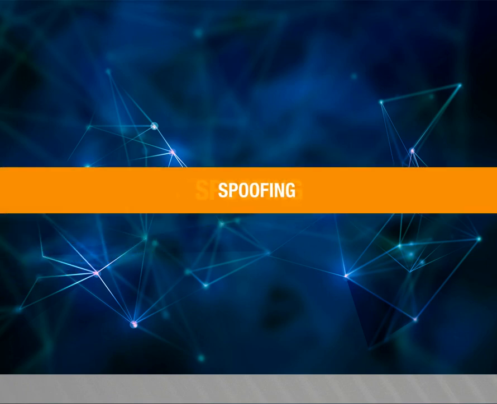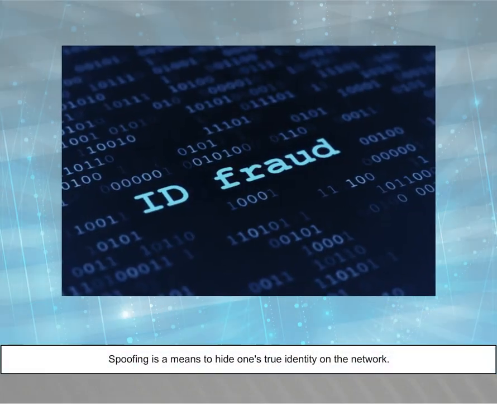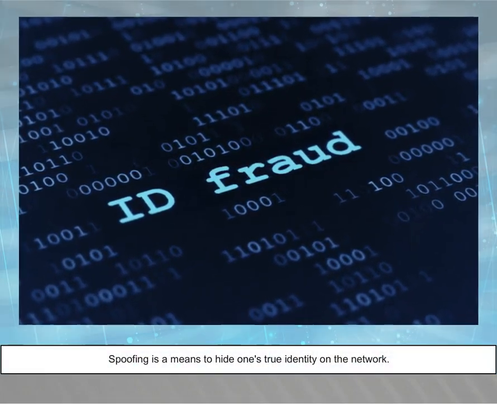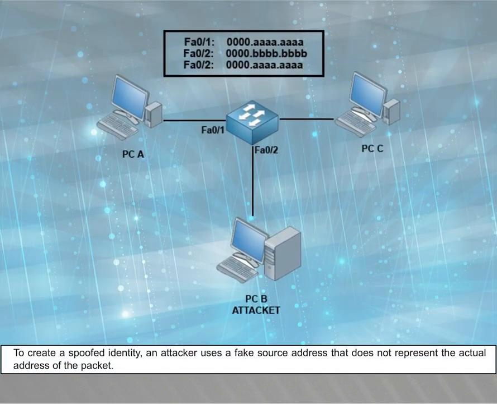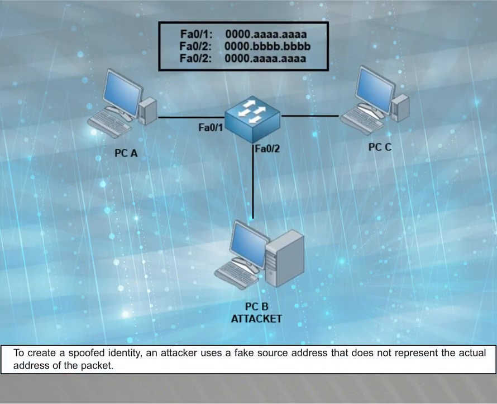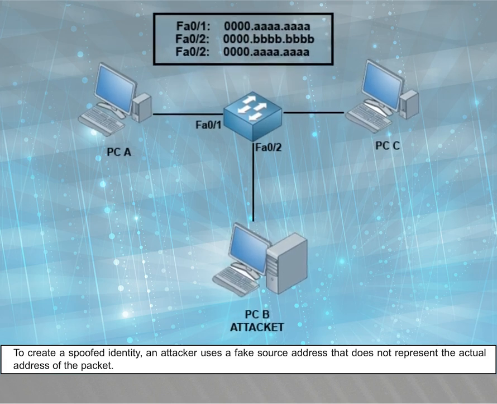Spoofing. In this video, we are going to see about spoofing. Spoofing is a means to hide one's true identity on the network. To create a spoofed identity, an attacker uses a fake source address that does not represent the actual address of the packet.